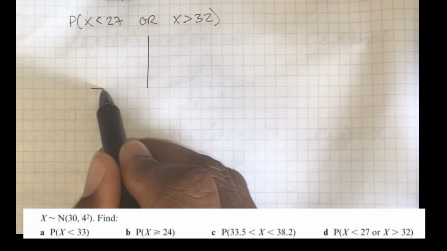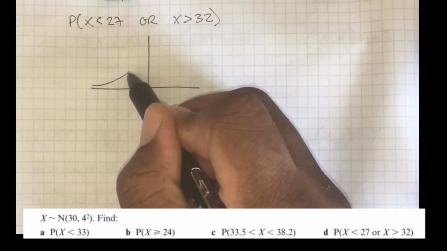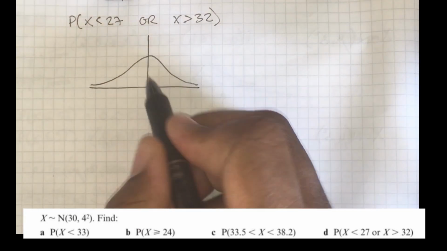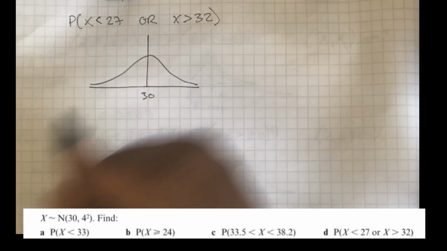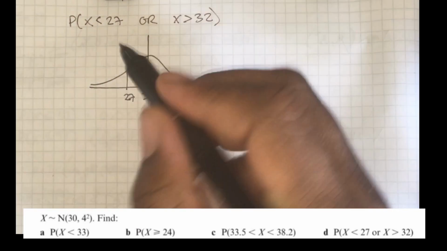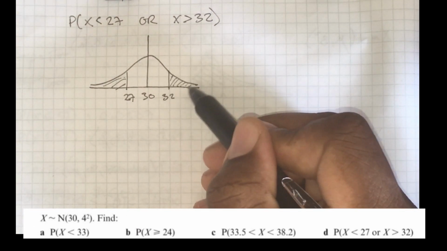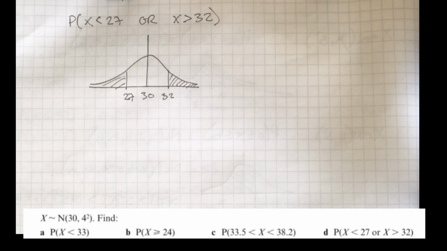These should be coming out second nature to you. I hope those diagrams are improving and you're getting quite a smooth normal distribution curve. Sensible size, it doesn't need to be massive and it definitely doesn't need to be minuscule, just a sensible size for you to work on. Less than 27 is this shaded area in the left tail, greater than 32 over here in the right tail.